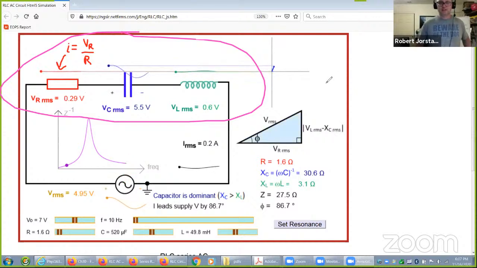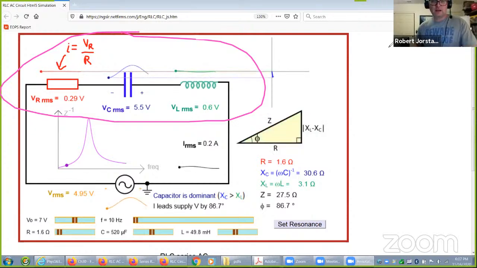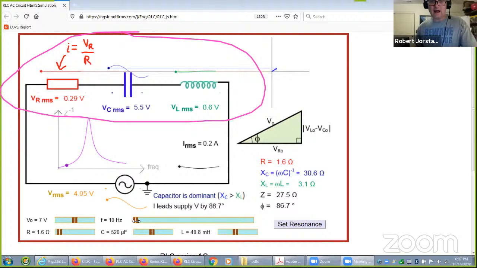All right. So let's go to the opposite extreme. I'm going to go to very high frequencies. Which circuit element do you think is going to dominate?